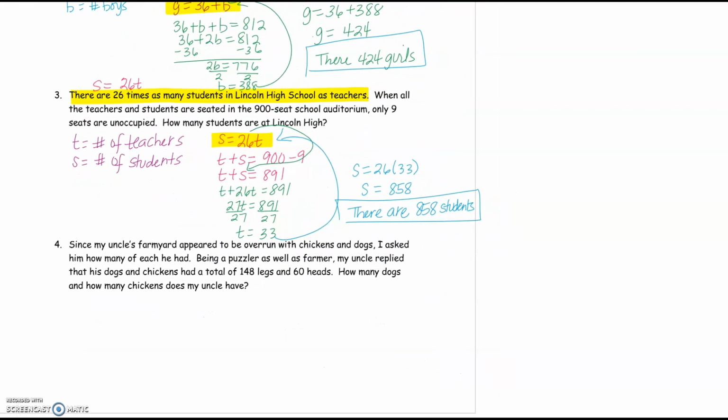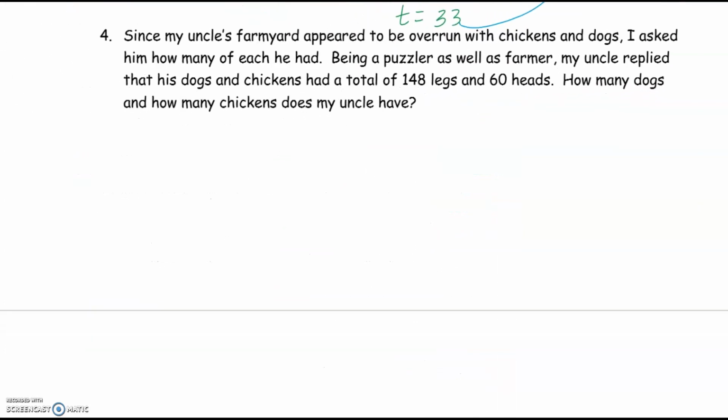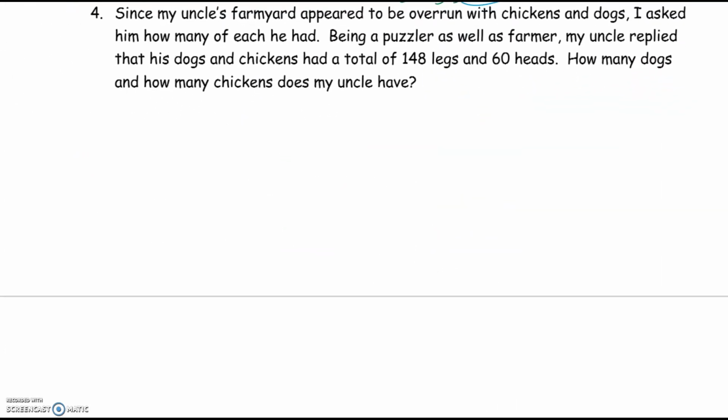Okay, let's go to the last one. This is a kind of a cute one. Since my uncle's farmyard appeared to be overrun with chickens and dogs, I asked him how many of each he had. Being a puzzler as well as a farmer, my uncle replied that his dogs and chickens had a total of 148 legs and 60 heads. How many dogs and how many chickens does my uncle have?